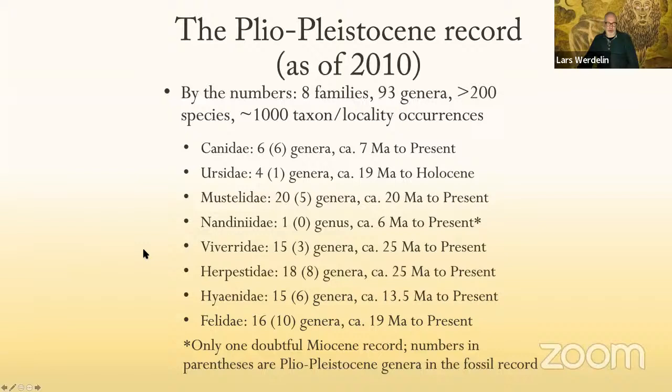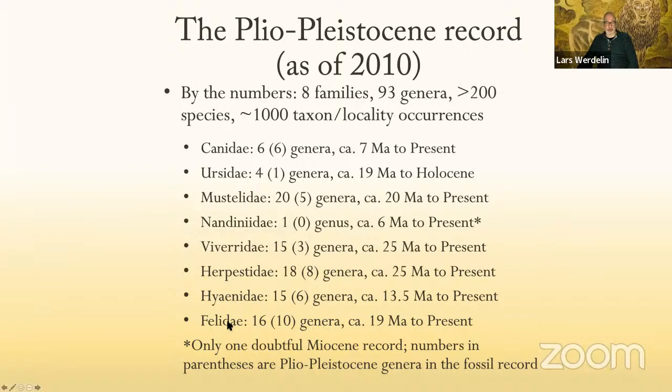The civets, Viverridae, known from 15 genera, 3 of which are present in the Pliocene. Herpestids, mongooses, also a species-rich group, and known from 8 genera in the Pliocene. Hyenas, surprisingly late entrants, but are known from 6 genera in the Pliocene.